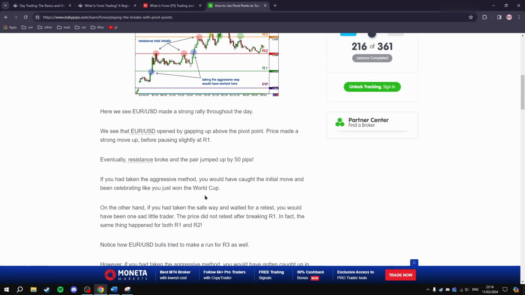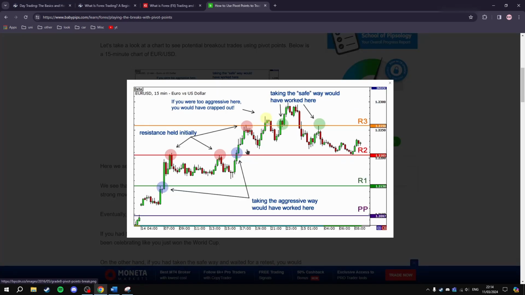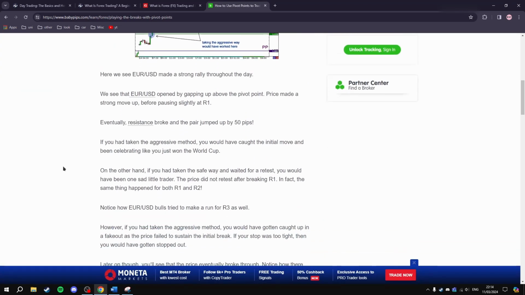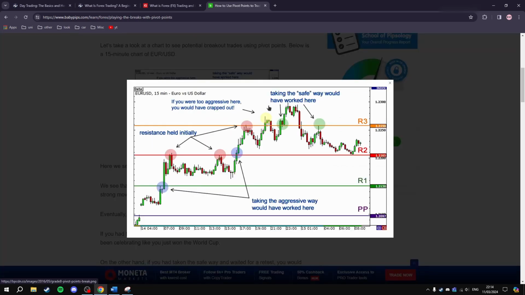If you had taken the aggressive method, you would have caught the initial move and been celebrating like you just had won the World Cup. On the other hand, if you had taken the safe way and waited for a retest, you would have been the one sad little trader. The price did not retest after breaking resistance 1. In fact, the same thing happened for both resistance 1 and resistance 2, because it didn't drop back down again.